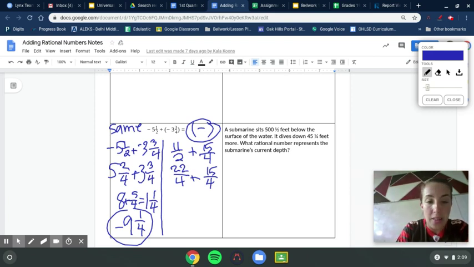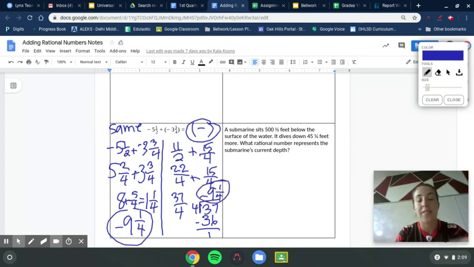When I add them together, I get 37 over 4. Which then when I divide 37 divided by 4, I get 9 with 1 left over, so it's 9 1/4. So my answer has got to be a negative, so my final answer is negative 9 1/4.